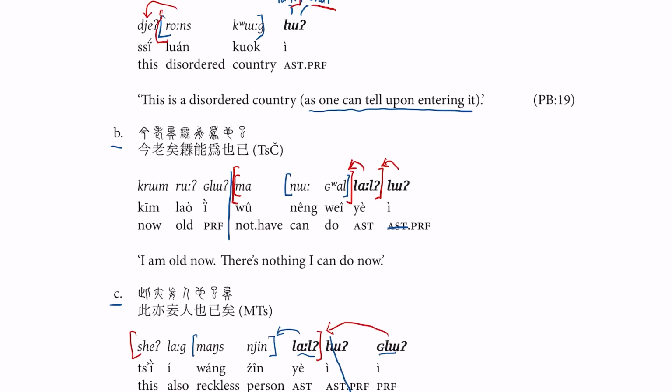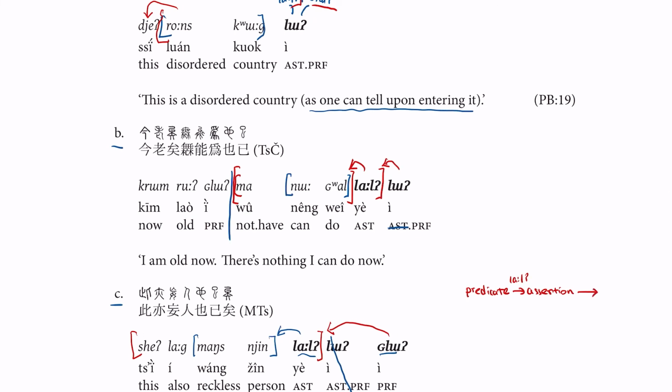So the general pattern here is actually pretty easy to follow. We have some sort of predicate, which is turned into an assertion by lao. The assertion is in turn turned into a change of mental state of the speaker by the perfect aspect marker glue. And the two particles can be fused into lu, which is what we see in these examples, like lu, lu, and lu. All right. So that's the section on the combination of the assertive final particle lao and other sentence final particles.